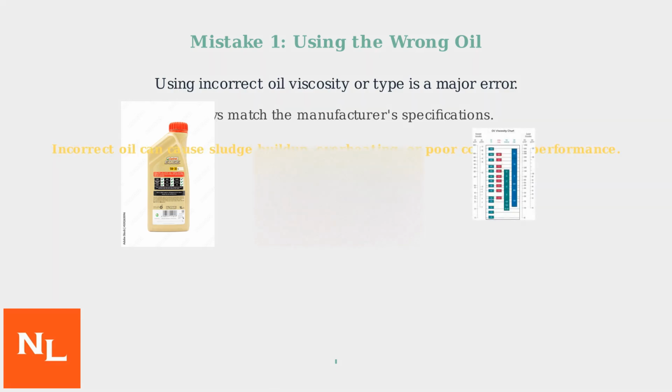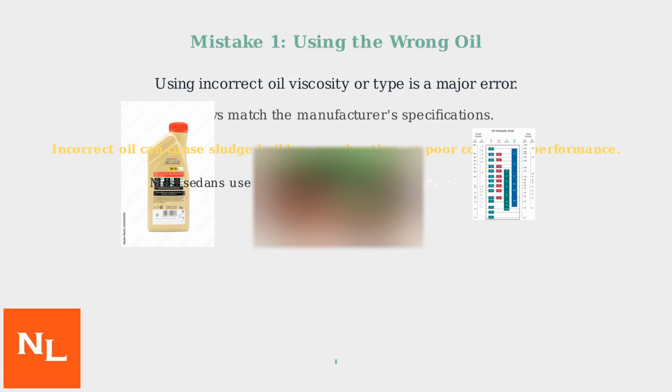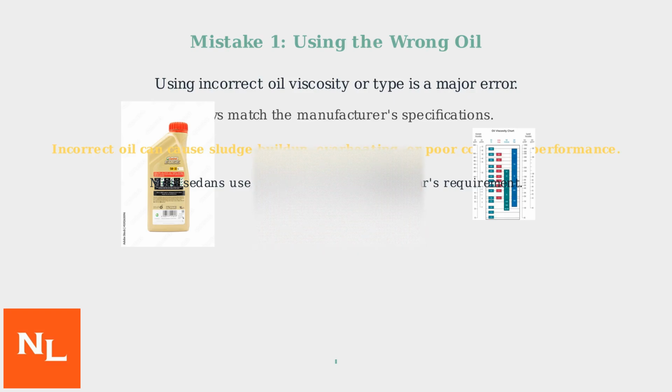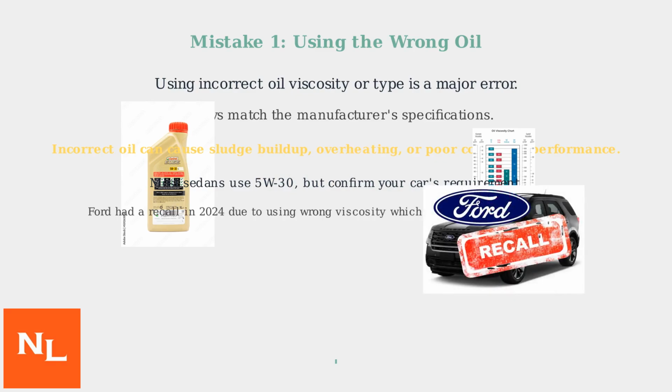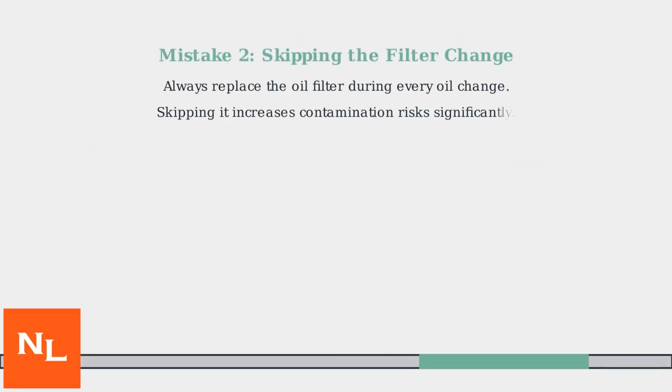Incorrect oil can cause sludge buildup that blocks oil passages, overheating that damages engine components, or poor performance during cold starts. For example, most sedans require 5/30 viscosity, but you should always verify your specific car's needs. A real-world example is Ford's 2024 recall for certain trucks, where wrong viscosity led to over 2,000 engine failures, costing millions in repairs. Always replace the oil filter during every oil change.